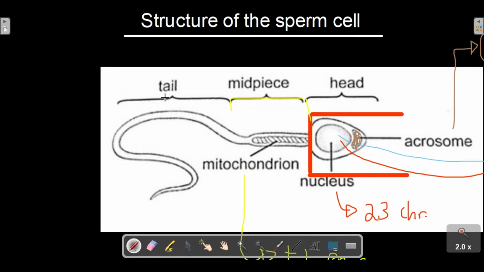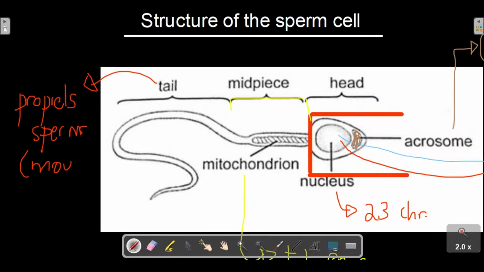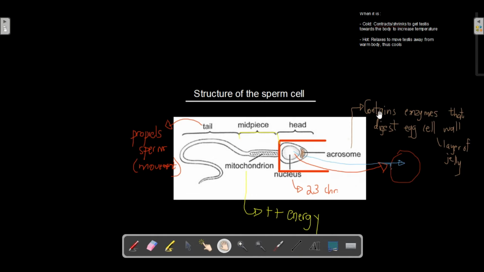And then the last section is the tail. The tail helps them propel, so it helps them swim. It propels the sperm cell, allows them to swim, to move. So this is for movement. It helps with movement, right? So that's pretty much it, guys, when it comes to the structure of the sperm cell.